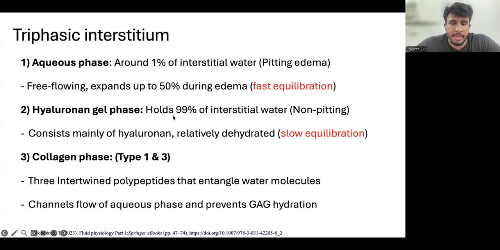And this is what actually equilibrates faster as compared to the hyaluronate gel phase, which is about 99% of the interstitial water, and does not really equilibrate fast. So this ends up causing a non-pitting edema, whereas the aqueous phase of the interstitium causes pitting edema in patients who are fluid overloaded. Then there is a collagen phase, which actually channels the flow of the aqueous phase within the interstitium.